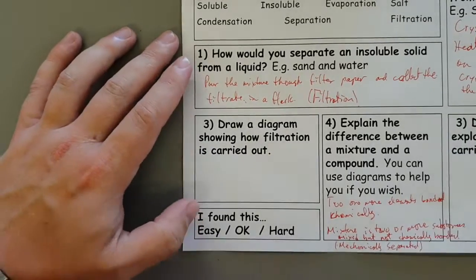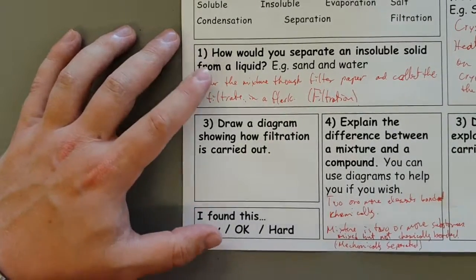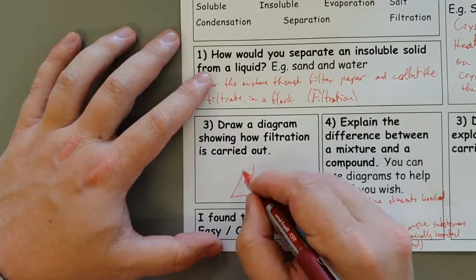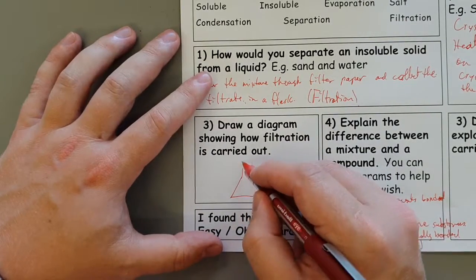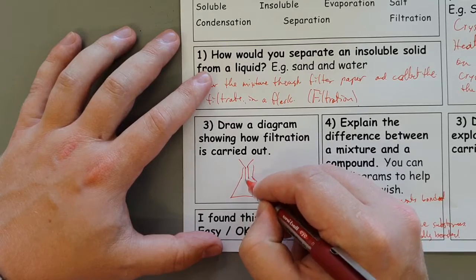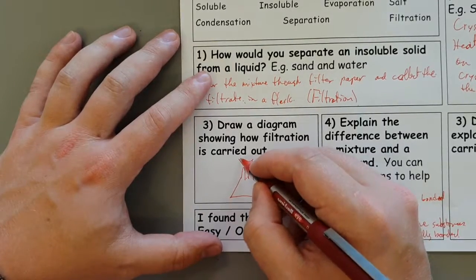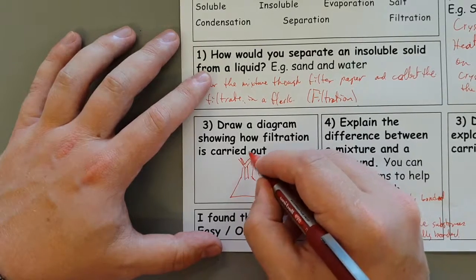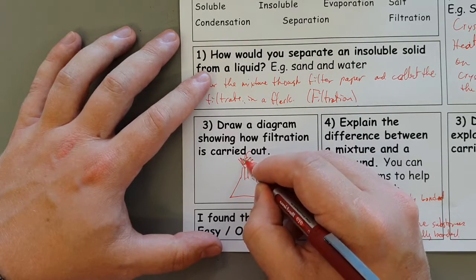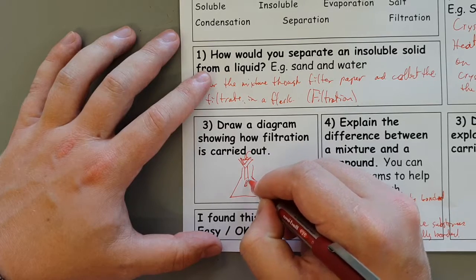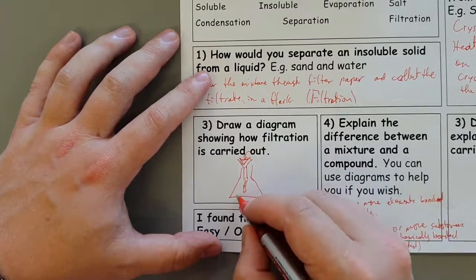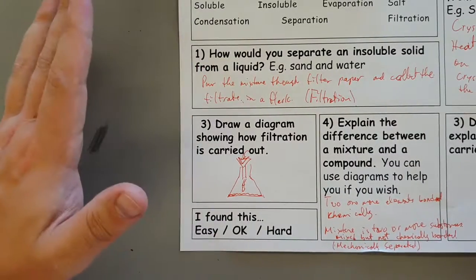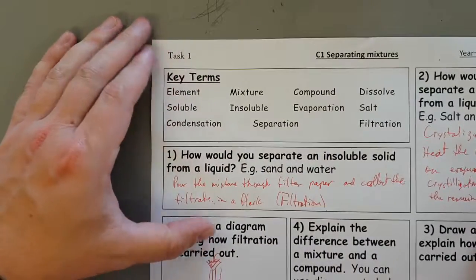Draw a diagram to show how filtration is carried out. Okay. Conical flask. Filter funnel. So that's a filter funnel. Filter paper. Pour in my liquid, and it will drip in. Easy peasy.